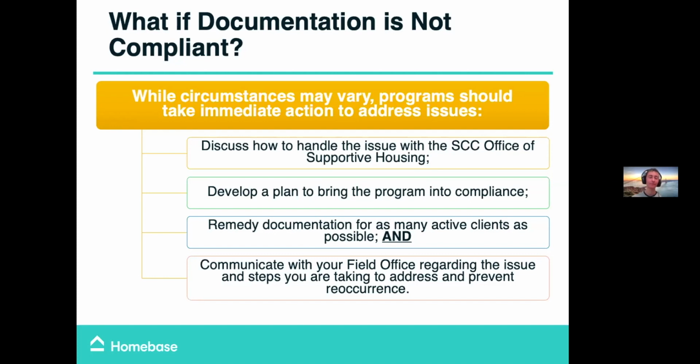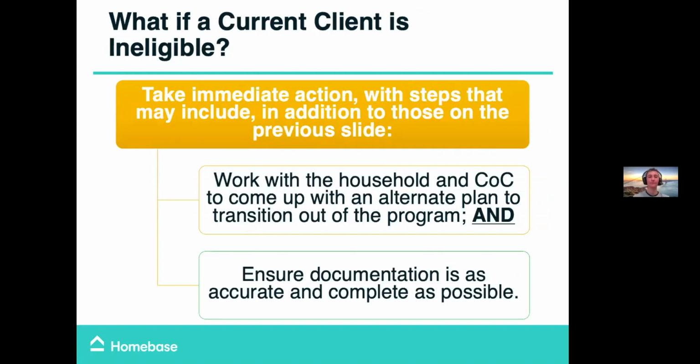Going on to the next slide. Again, this is all complicated and clients do move between programs. If a current client is found to be ineligible, there are, again, steps that a program can take to work with the household and come up with a plan. The last thing that we want is for the client to return to homelessness. And so as much as possible, you want to work together with your team to find out things that can be done, such as transitioning the client, or again, backfilling any documentation to fill in the client's file and find out what services the client can still work within.